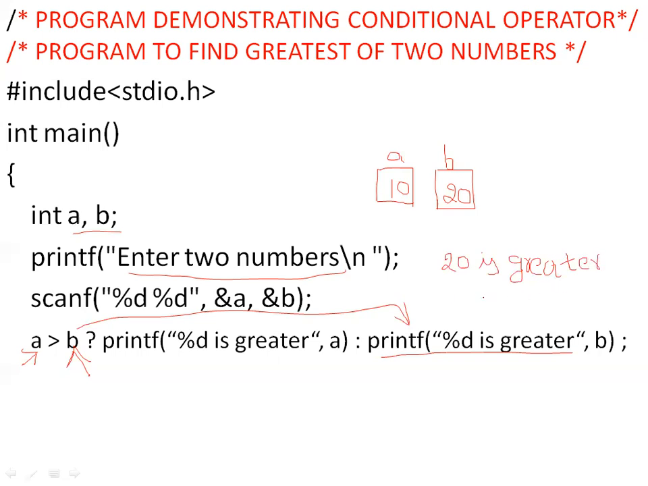Now this is the output generated from this. Then finally write return 0 and close the main function. This is how we can solve the greatest of two numbers problem using the conditional operator. In this program I am using two printf statements, in two sections or two parts of this conditional operator. Now we can also solve this problem in another way. Let us see that program.